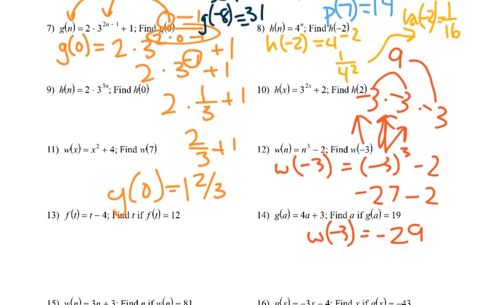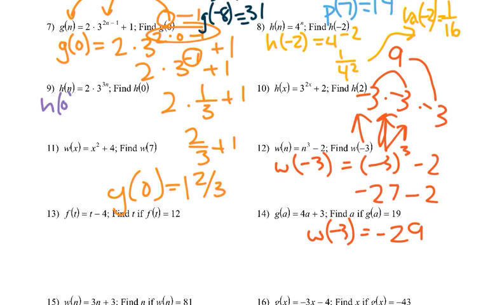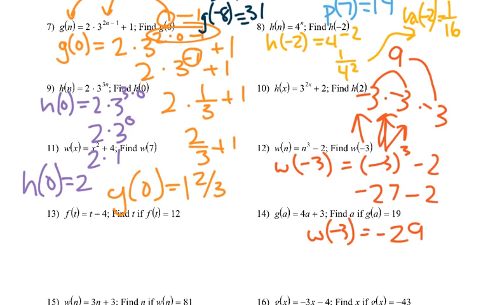Okay, number 9, h of 0 would equal 2 times 3 to the 3 times 0. 3 times 0 is 0. Anything to the 0 power is 1, so I'd have 2 times 1. So h of 0 equals 2.